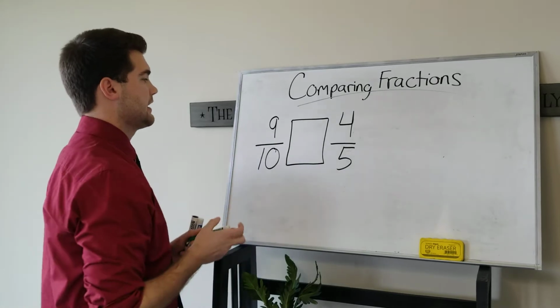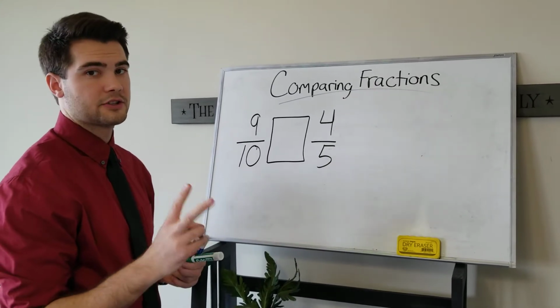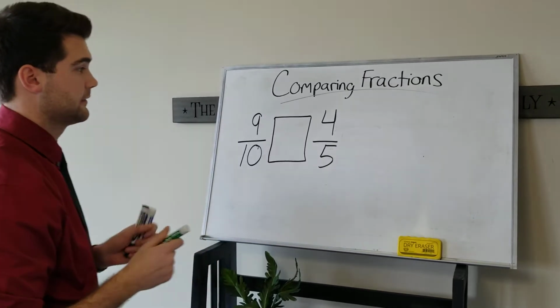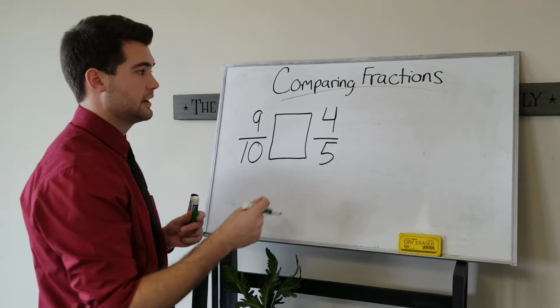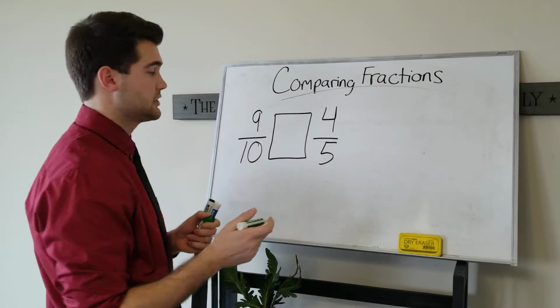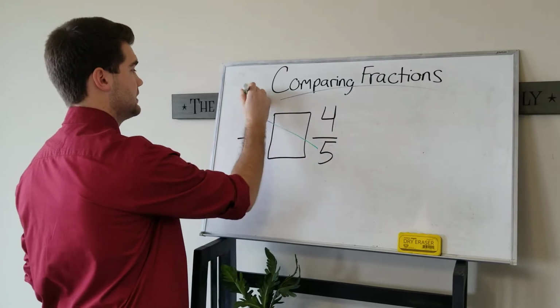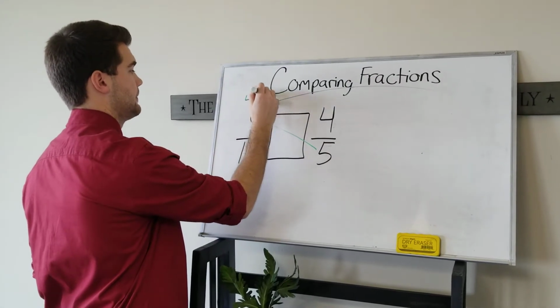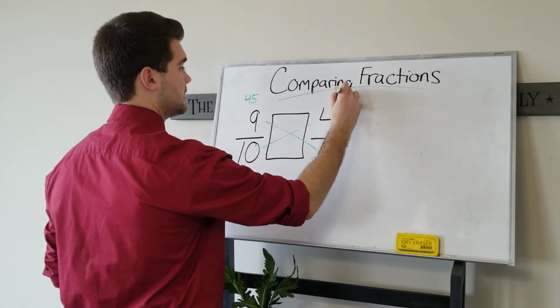To the left we have 9/10 and to the right we have 4/5. There are two ways we can compare. The first one is cross multiplying, which some people know as the butterfly trick. We're going to go across, so 5 times 9 is 45, and 4 times 10 is 40.